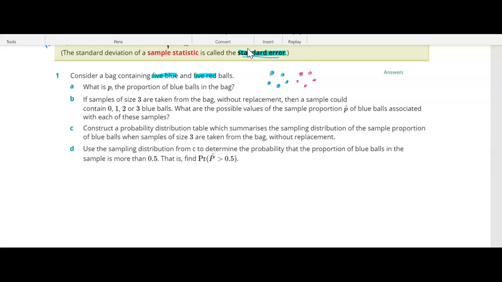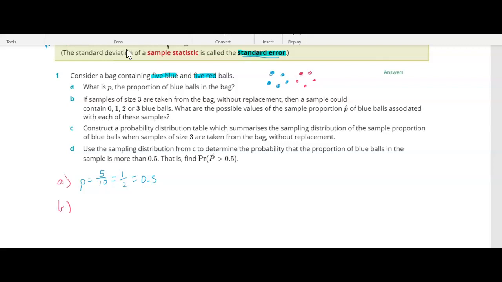What is P, the proportion of blue balls in the bag? Okay, so we're not doing the sample proportion, we're doing the population proportion. So it's just going to be P. Blue balls, there's 5 out of a total of 10. So it's going to be half. Or if you wanted to write that as a decimal, you don't have to though.